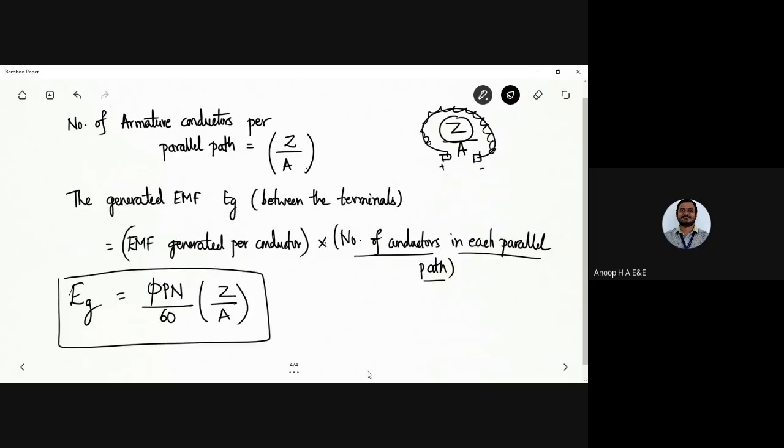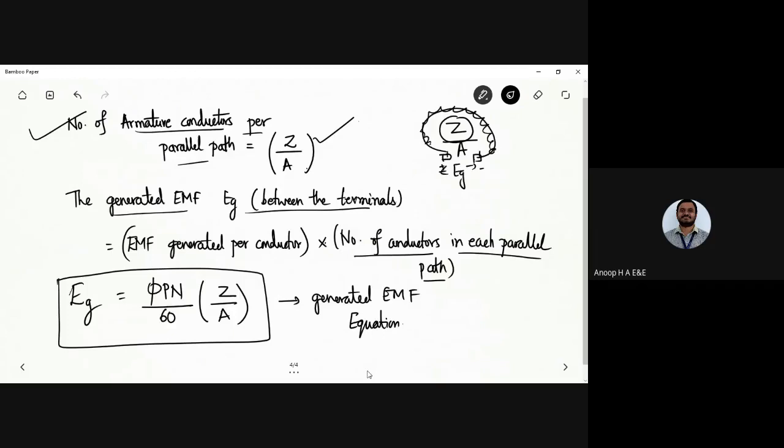So now EG is ΦPN divided by 60 into Z by A. That is what I have for the generated EMF equation. Now I have the number of armature conductors per parallel path, which is Z by A, and the generated EMF between the terminals.